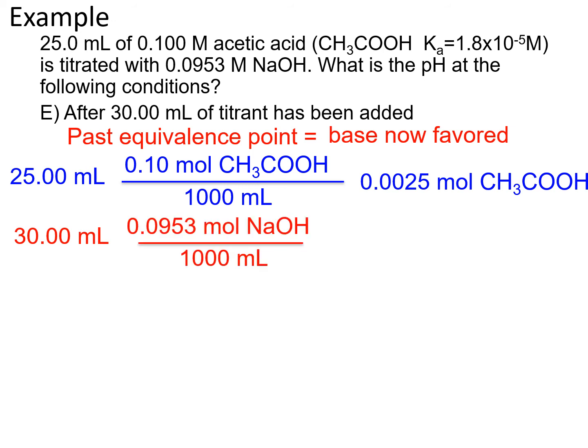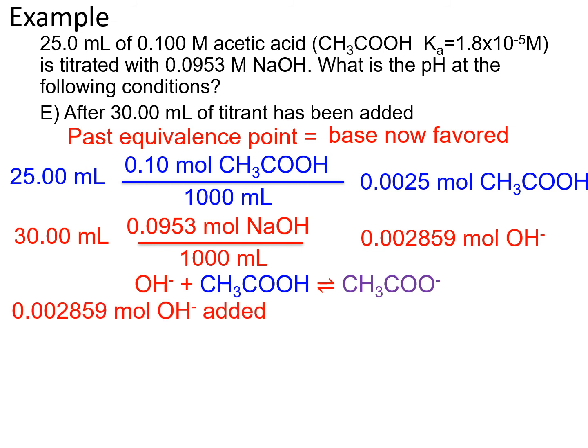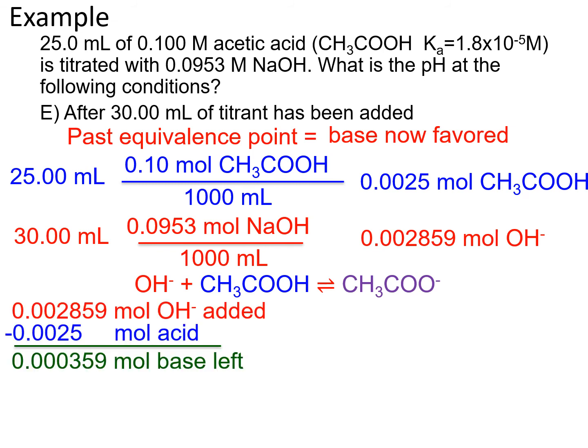I still will need to figure out how many moles of OH minus I have. I can see that I have more OH minus than I have acid, so I know that I'm going to subtract the smaller number. This now tells me how many moles of base I have left. Here's the end of the stoichiometry piece.